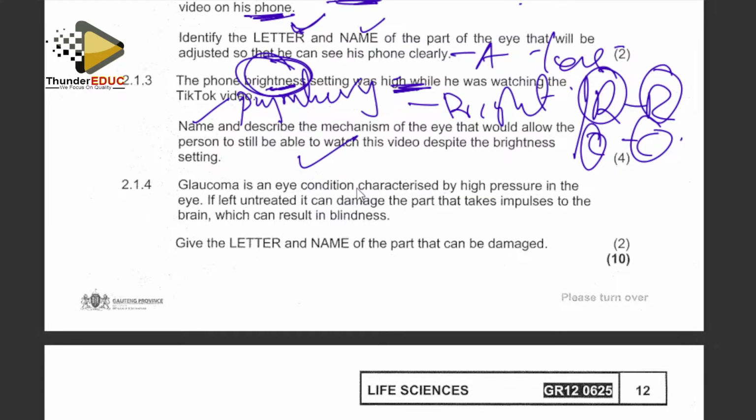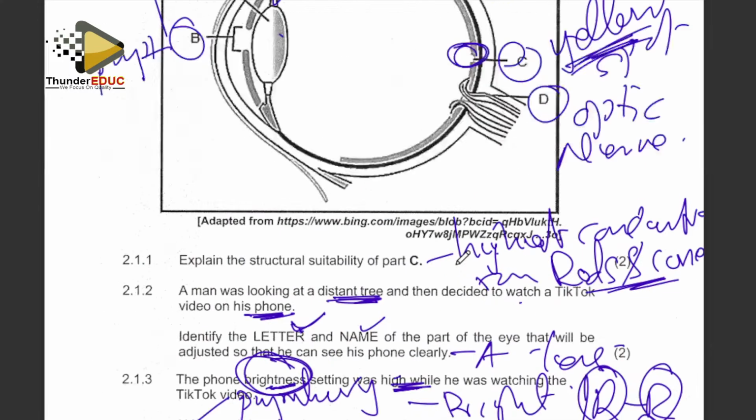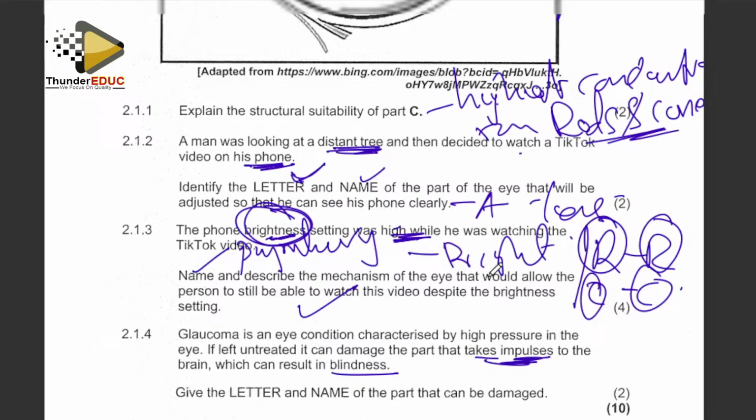Glaucoma is an eye condition characterized by high pressure in the eye. If left untreated, it can damage the part that carries the impulse to the brain, which can result in blindness. They're asking for the letter and the name of the part that can be damaged, meaning the part that takes impulses, so they are looking for the nerves. They're saying letter and the name.